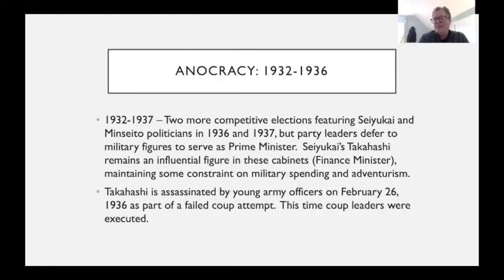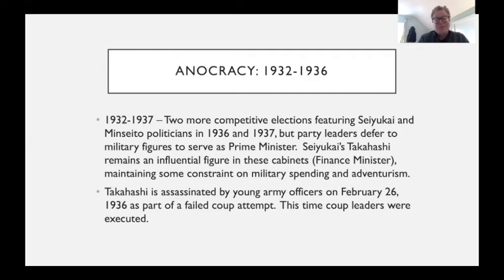I think you can see that by this moment in 1932, Japan's democracy has seriously eroded, but there are still some basic features of democratic rule that are continuing for the next couple of years. There are still competitive elections contested between these two parties, Seiyukai and Minseto. They're held in 1936 and 1937.